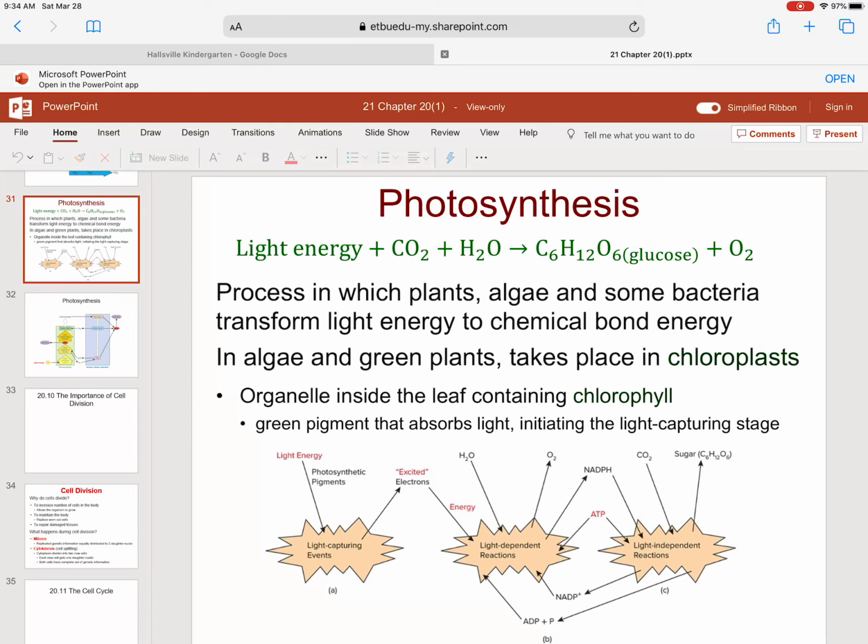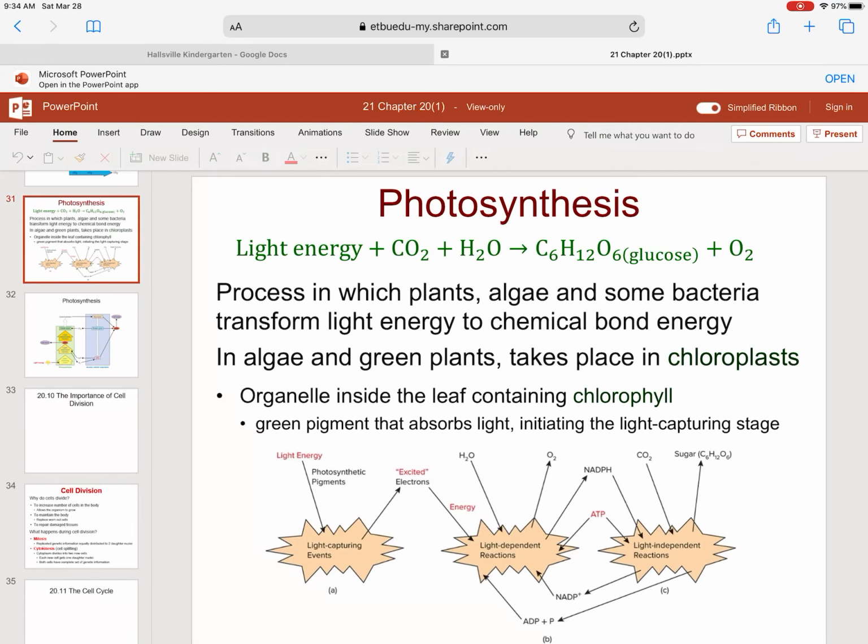Okay, so in A, you have light capturing events. Light energy comes in, excites some electrons. Then we have what's called the light dependent reactions. Okay, so this is what happens during the day. The light's coming in, and it's going to be producing oxygen, and then it's going to be consuming the ATP. And then we have what's called the light-independent reactions.